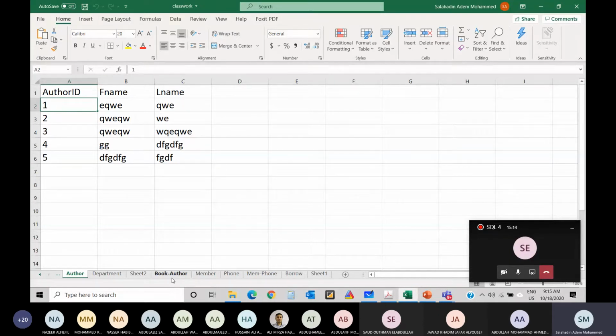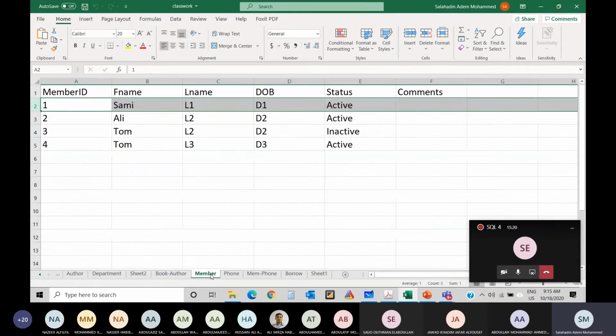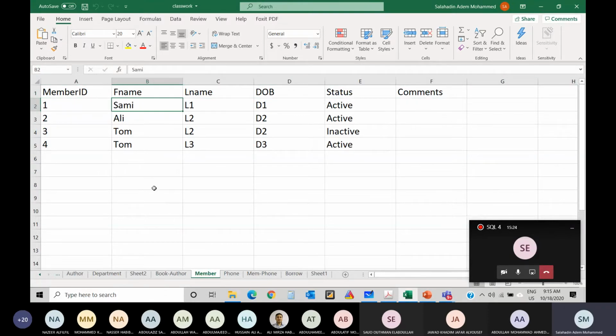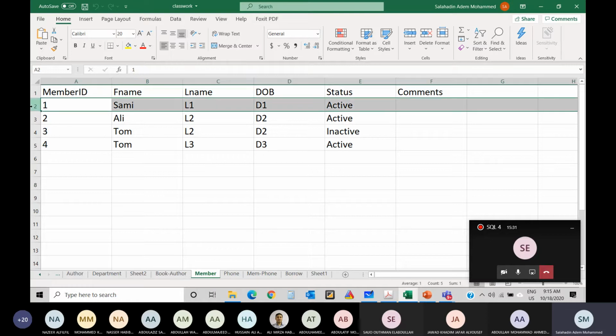The reason we are doing this is because the information of one person is distributed into different tables. For example, look at member here. Sami. That's his name, member ID and Sami. Now, what is his telephone number? I don't find his telephone number here. What is the telephone number of Sami, ya shabab? So I have to go to another table, member phone.